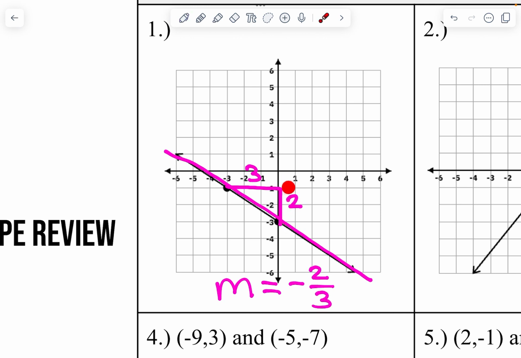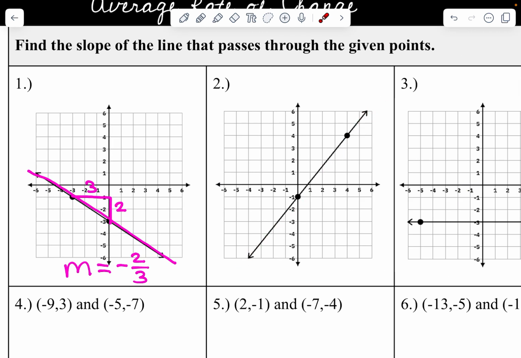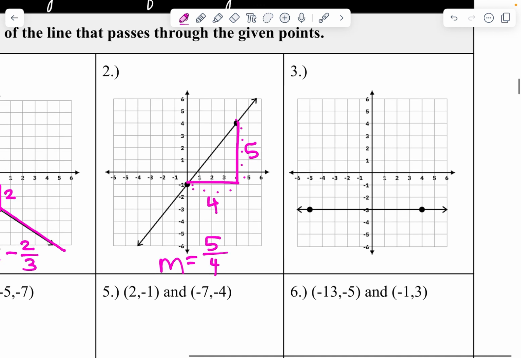Remember, it's always the rise over the run, the change in y over the change in x. And if it's going down the page, it's a negative. This next line is headed up the page from left to right, so we know it'll be a positive slope. And if I draw in my slope triangle between these 2 points, I can count 1, 2, 3, 4 blocks across, 1, 2, 3, 4, 5 blocks up. And it's always, again, rise over run, change in y over the change in x. So slope there is 5/4.